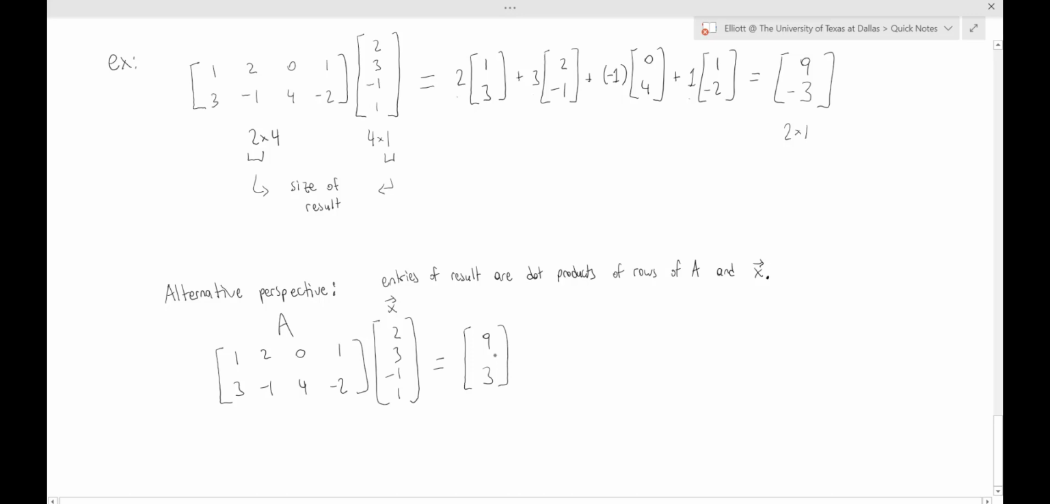In practice, I think it is easiest to use the dot product of the rows of A and x method in order to multiply. But nevertheless, it's important that you still know that matrix vector multiplication forms a linear combination of the columns. So keep that in mind because it does come up again and again throughout this course.